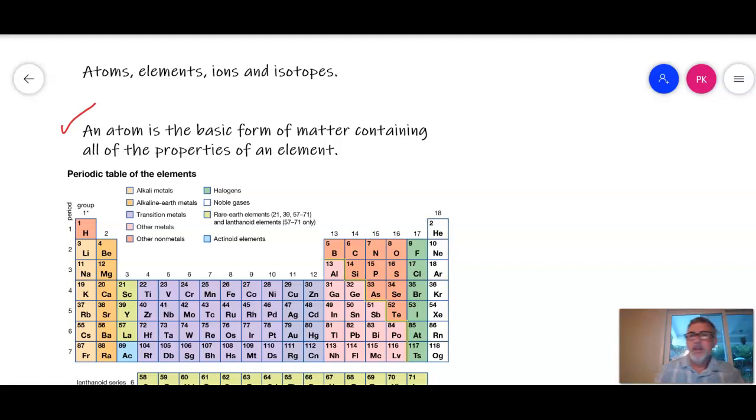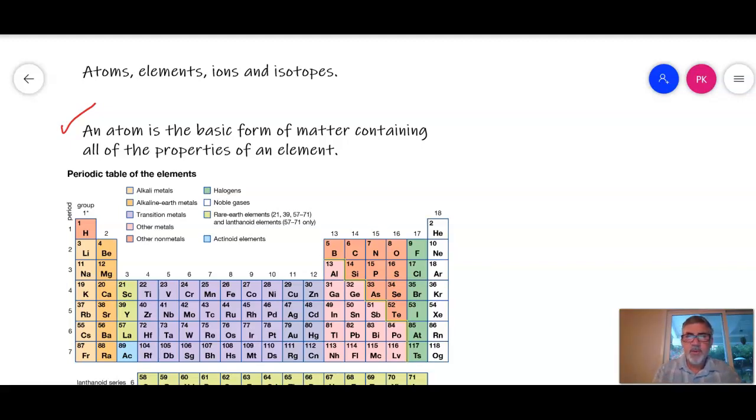So the atom is the basic form of matter. If I take anything apart, if I take you apart, or me apart, or my dog apart, eventually, if I just kept taking it apart more and more, I'd get to atoms. Everything is made of atoms, and atoms are bonded together, and bonds are made of electrons.